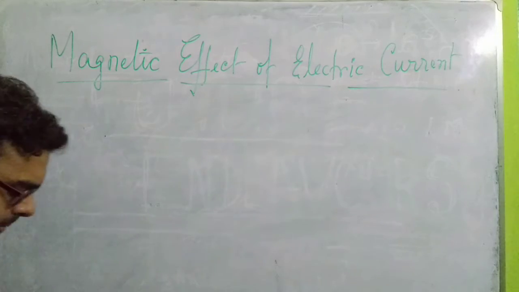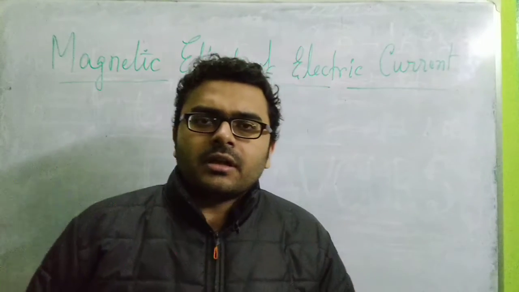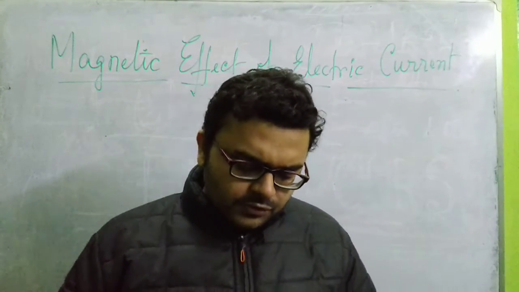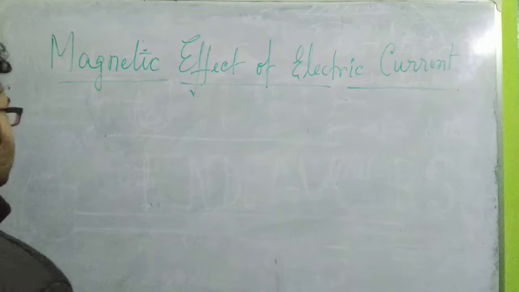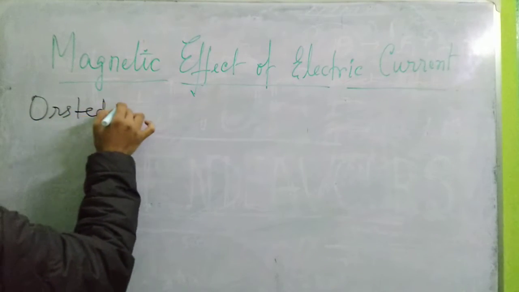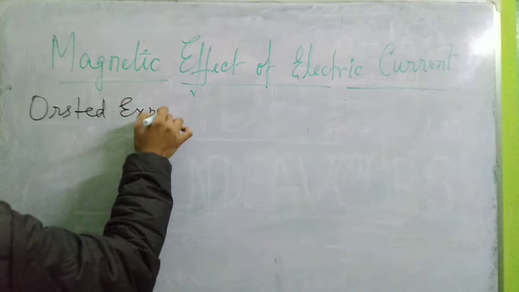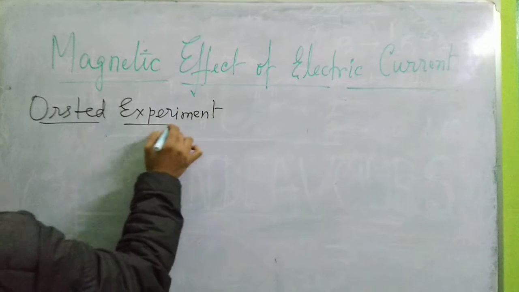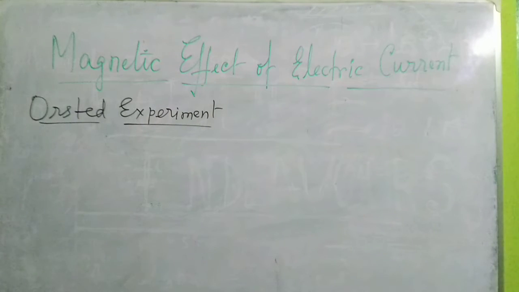First of all, we will be coming to an experiment performed by Hans Ørsted. What was the Ørsted experiment? In order to understand this magnetic effect of electric current, we will first describe the experiment performed by Hans Ørsted. Let us have a brief review. What did Ørsted do?